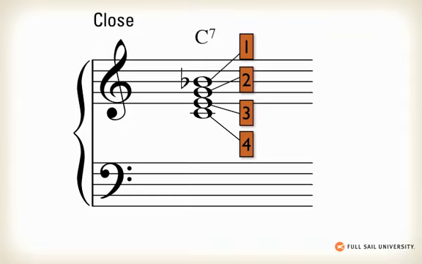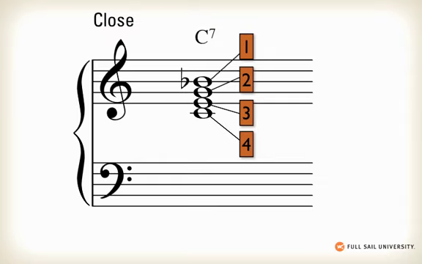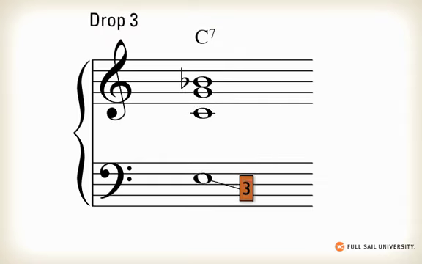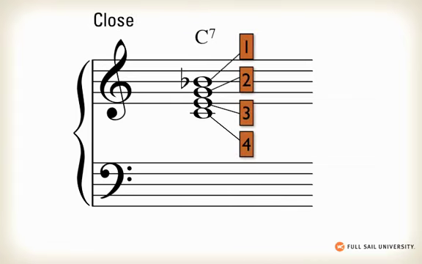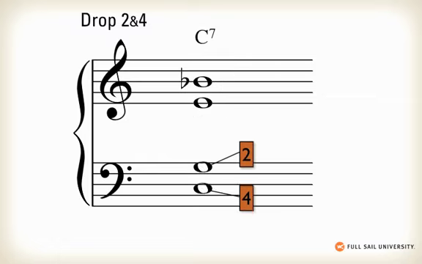In drop 2, we take the second pitch from the top and drop it down an octave. In drop 3, we do the same thing, but with the third pitch from the top. In drop 2 and 4, we take both the second and fourth pitches from the top and move them down an octave.